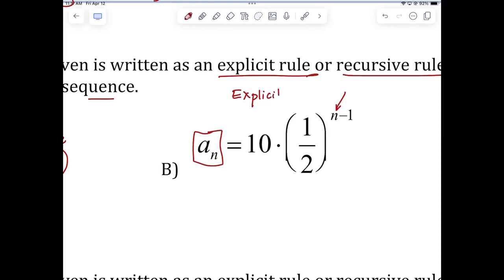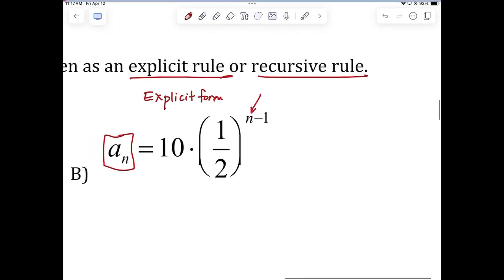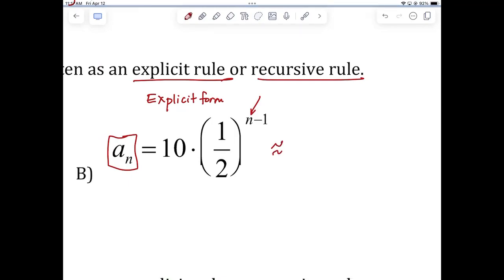Explicit. Sound it out. Explicit. 3 syllables. Explicit form. Okay? It's a formula. This kind of mirrors this. It looks kind of like f of x equals 10 times 1 half to the x minus 1, doesn't it? Yeah. So that's what an explicit form is. It's a formula. It's a function. Except instead of using f of x, we use a sub n. And instead of using x, we use n, where n is a positive integer.